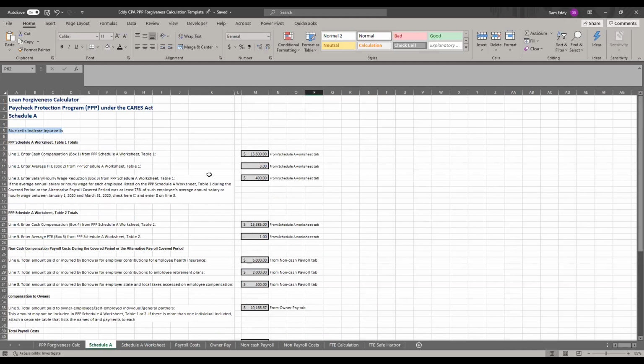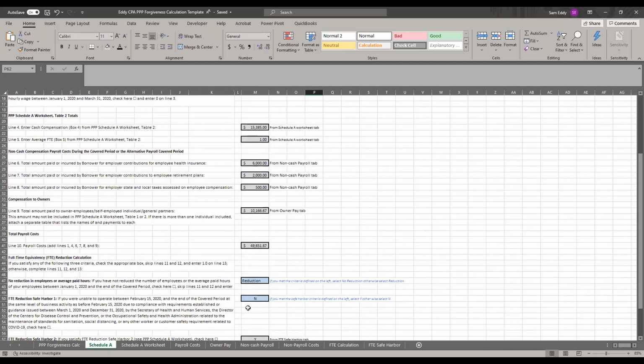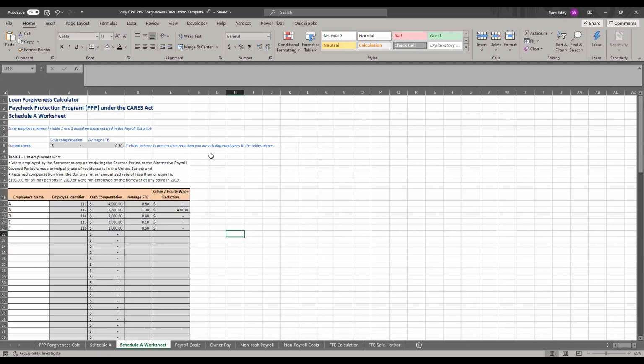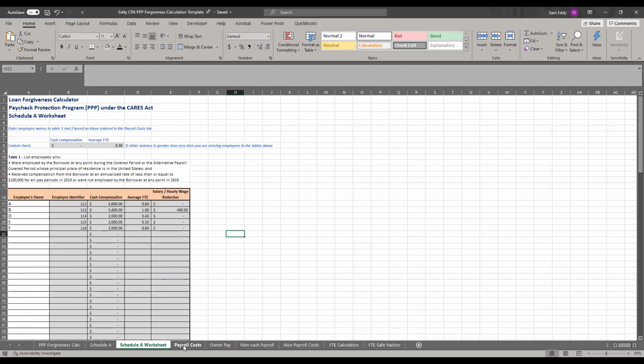The next tab is Schedule A. This is another calculation tab that's used to determine the total payroll costs and any salary or FTE reduction amounts. A lot of this will feed from the other tabs. There's only a few inputs here in regards to the FTE reduction calculation. Schedule A worksheet is a summary of the cash compensation, average FTE and any salary reductions by employee. A lot of this as well will feed from the other calculation tabs.